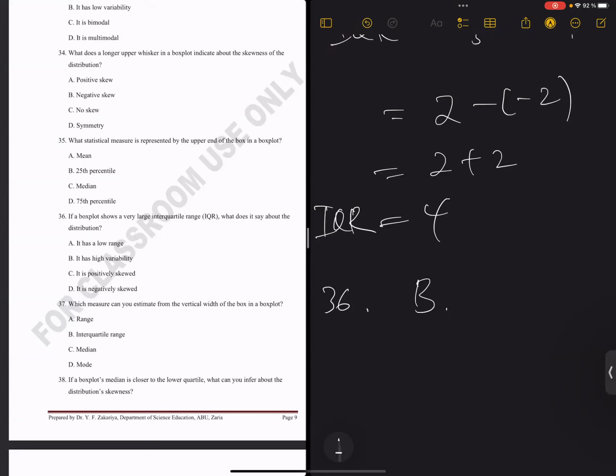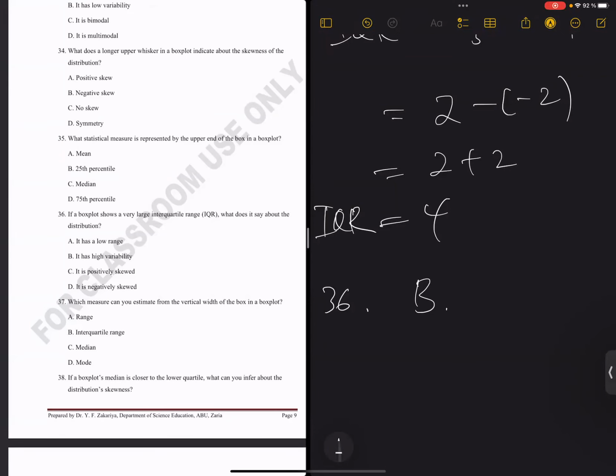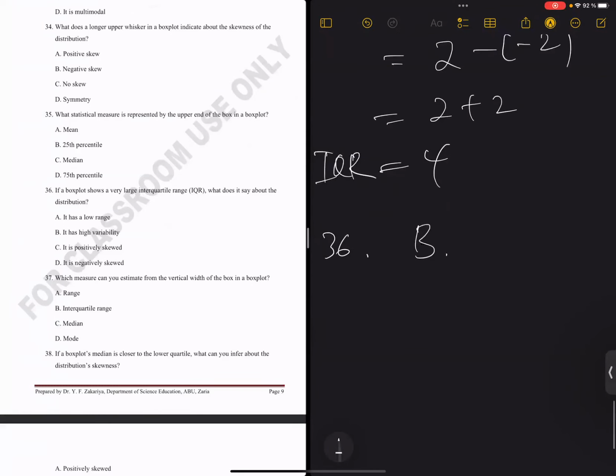Or any contrary opinion? If the interquartile range is big, that means there is... I think we even treated this in class, regardless of box plot. When we are talking about interquartile range, we say the bigger the interquartile range, the higher the variability, right? So the interquartile range tells us about how spread your data is.